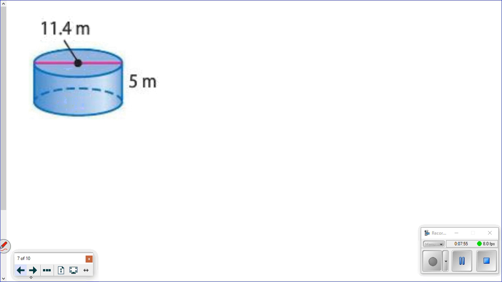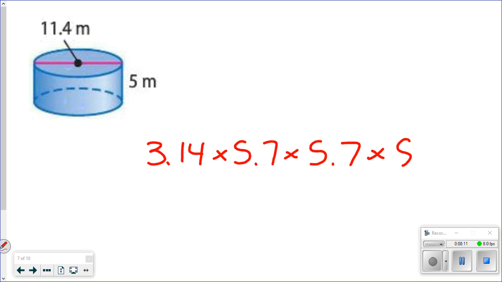Kate, what did you get? 20.5. That's a little too low, I think. What did you multiply together? I did 3.14 times 5.7 times 5.7 times 5. You have everything correctly. We put that back in the calculator. I think you need to multiply, not add. You have everything right. You just need to multiply, I think. I think you pushed the addition sign. Does that sound better? Yeah.